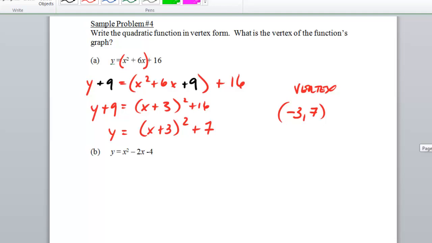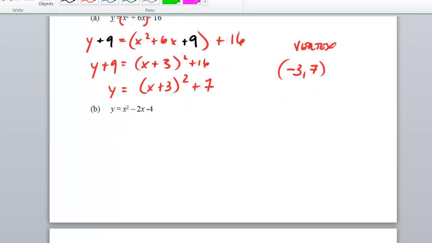Now, for part B, I'd actually like to show you something just a little bit different. What if we had given this to you as f of x? Sometimes it doesn't look so great for us to add something to both sides. And so if I want to use this completing the square process without adding a value to the left side, I can still keep my equation balanced. And let's look at how we do that.